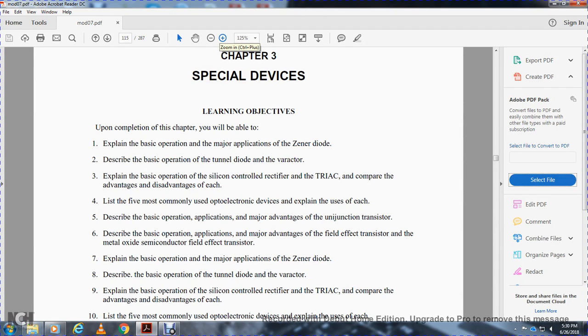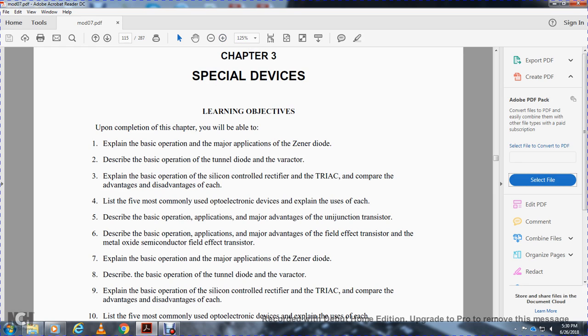basic operation, and tunnel diode or varactor. Explain the basic operation of the silicon controlled rectifier through the TRIAC, comparing the advantages and disadvantages of each. List the 5 most commonly used optoelectric devices. Explain the use of each.